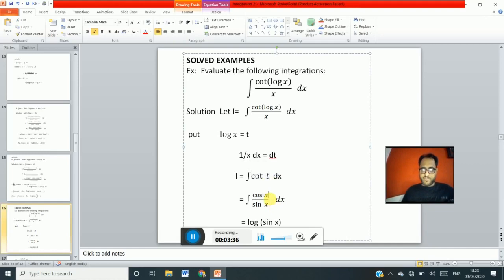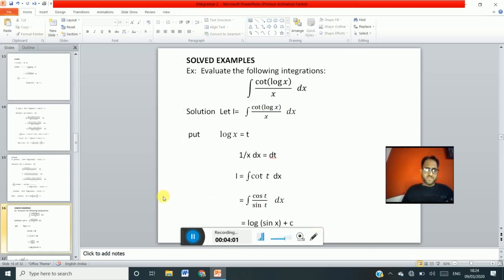And cot t actually means cos t upon sin t, right? And if we see the derivative of sin is cos, so f dash x upon f of x there, so the result is log of sin t plus c, the constant of integration, right? So this should be the final answer in this case. And some examples are solved, so try to understand them and try to attempt the examples of the exercise also, right?